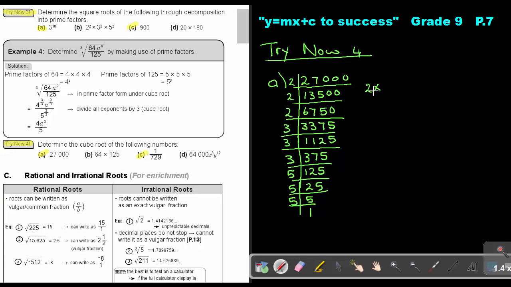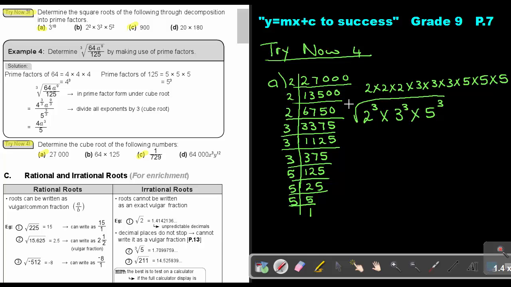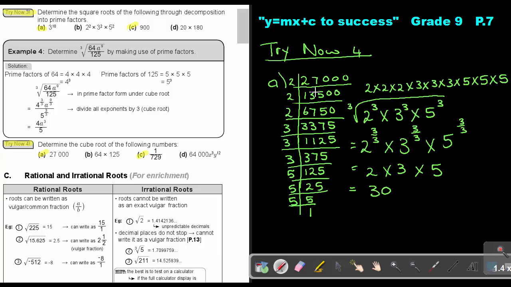So this will be 2 times 2 times 2 times 3 times 3 times 3 times 5 times 5 times 5. In index notation, it's 2 to the power 3 times 3 to the power 3 times 5 to the power 3. And if I take the cube root, then it will be 2, 3 divided by 3 times 3, 3 divided by 3 times 5, 3 divided by 3. And that's 2 times 3 times 5. And I'm getting exactly the same answer as the previous one. And that is going to give me 30. And you can test it on a calculator to see if you're correct.